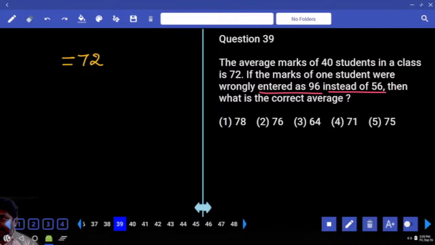When they considered, they have taken 40 more marks. Now to make it correct, we have to subtract 40 marks. But 72 is an average, 40 is the number of marks. Convert into average for 40 students. 1 subtracted from 72, answer 71.